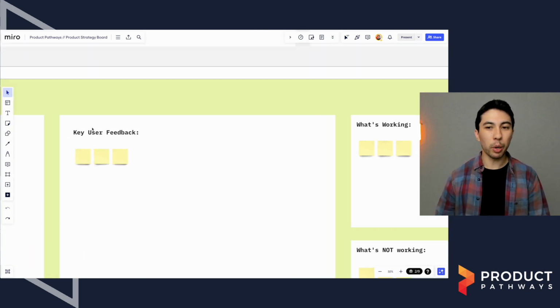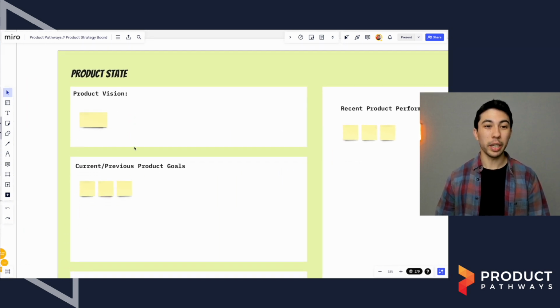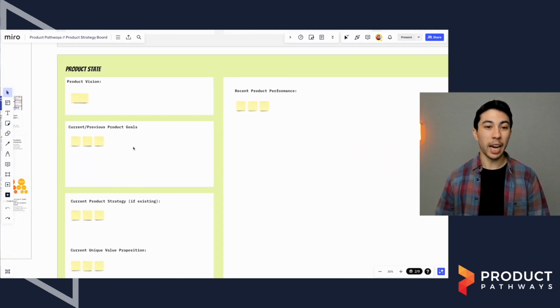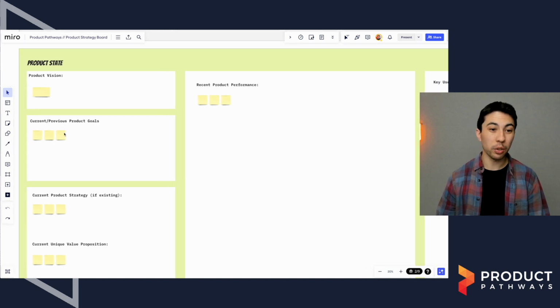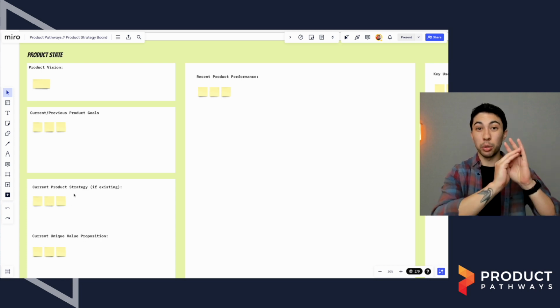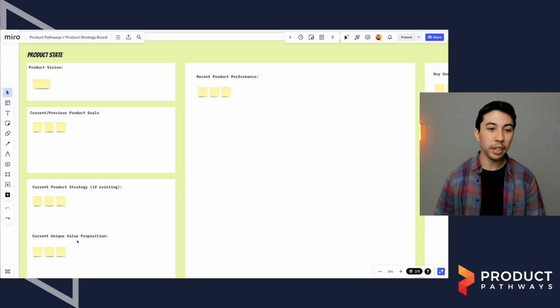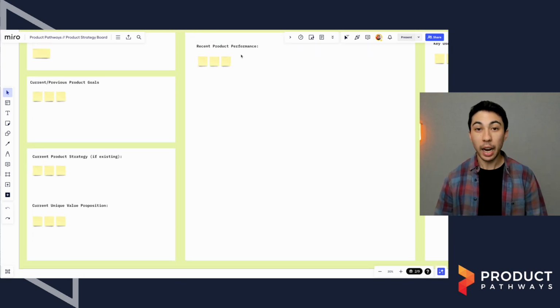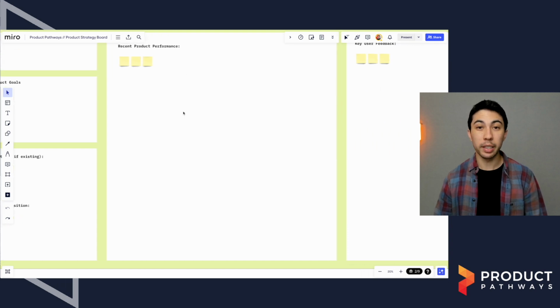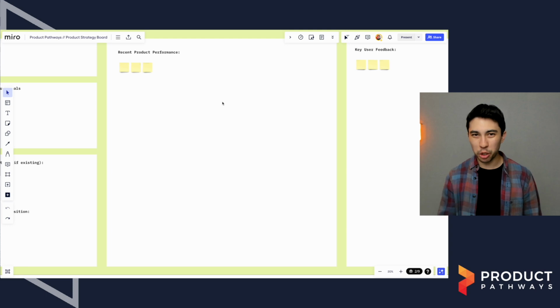And then when we get down to the product, it looks very similar, just with a little more detail. We start to look at what our product vision is, what our current goals are or previous goals have been. If we do have an existing product strategy, what is that product strategy? This is also a great template to review your existing strategy, to go through it. What is our unique value proposition? How has our product performed? Is it growing? What are customers using? What are they not using? How's churn? How's retention? All those types of things.